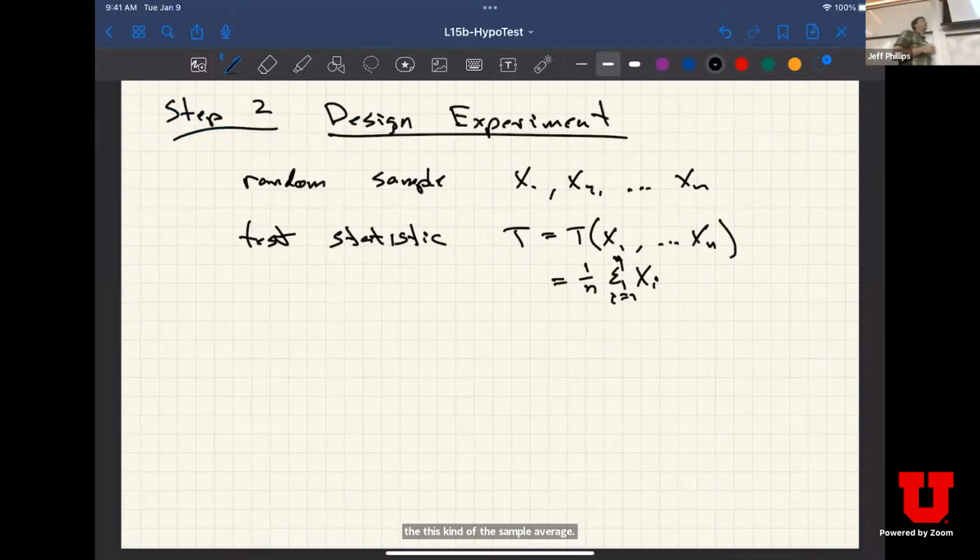Yes. These are all capital X's. Yeah, these are still the random variables. In step 2, we have not collected the data yet. We're designing the experiment. We need to talk about the random variables. Great, thanks, a good question. Again, these are random variables.